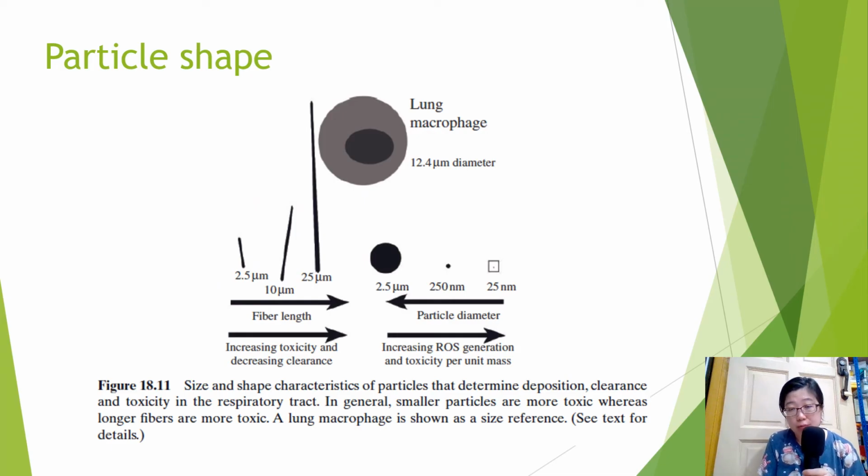Next, we look at particle shape, as mentioned. This is the lung macrophage itself. A macrophage is about 12 micrometer in diameter. So you can see here, it depends whether it's a fiber or particle diameter. You can see it's getting bigger in size in this case. If it's smaller, there's higher ROS, which is reactive oxygen species, which means there's more oxidative stress and toxicity per unit mass. So the smaller it is, the higher the risk of generating a toxicity effect. A little bit opposite in a way for this side, where it's based on the length, not really the diameter. So the longer it is, the more the toxicity increases, because it deposits longer in the system.